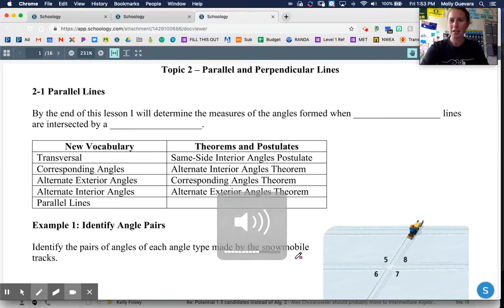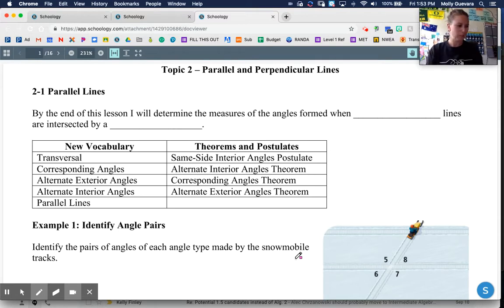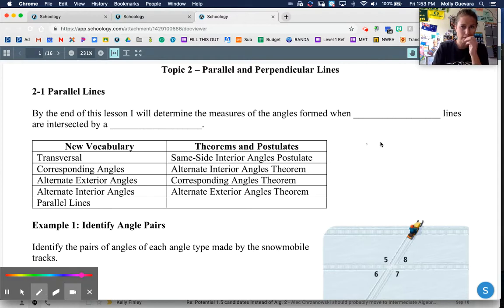We are starting Unit 2, so that's super exciting. Unit 2 is all about parallel and perpendicular lines. And then Lesson 1, so 2-1, is specifically all about parallel lines, okay? So our objective for this lesson is by the end of this lesson, I will determine the measure of angles formed when parallel lines, so we're going to fill in the blanks here, when parallel lines are intersected by a transversal.